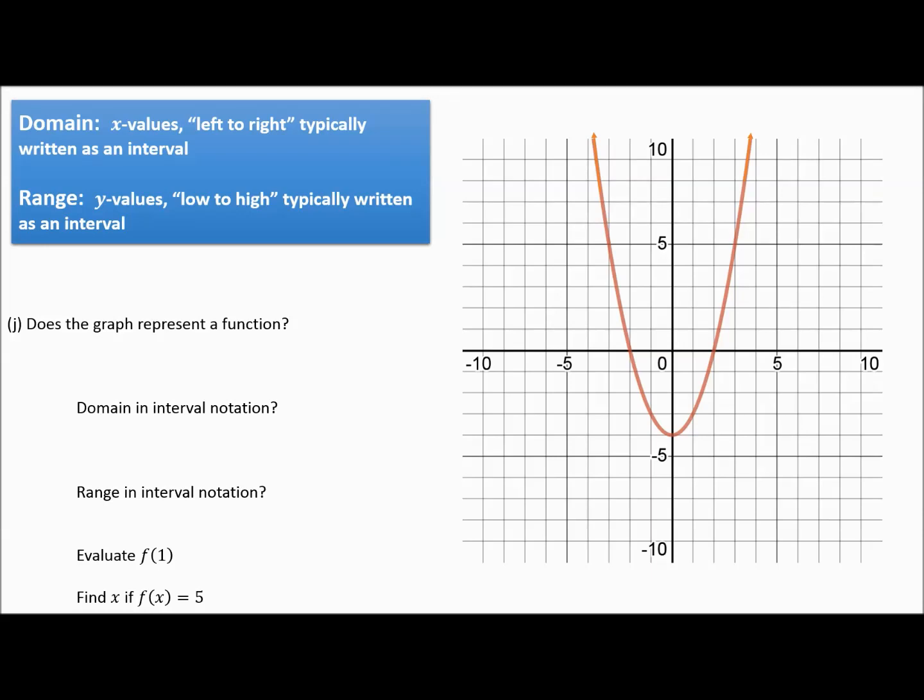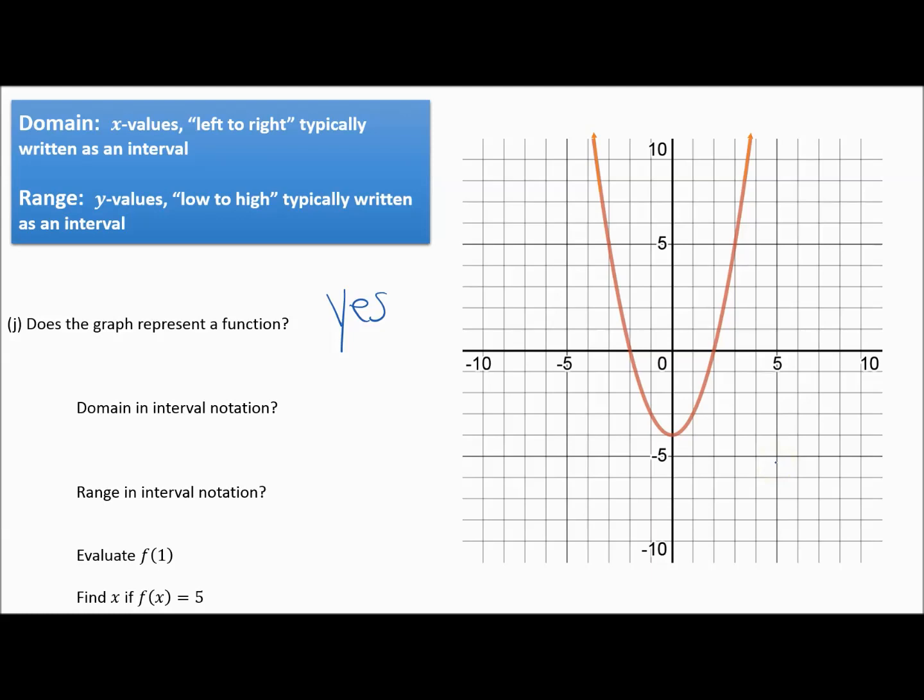Okay, does this pass the vertical line test? So if I draw random vertical lines, here I'm going to pick one right here. It only intersects once. Even if I pick one right here, I can't draw a vertical line anymore. It only intersects once. So this passes the vertical line test. So yes, this represents a function, again, because any random vertical line that you draw on top of the graph only intersects once.